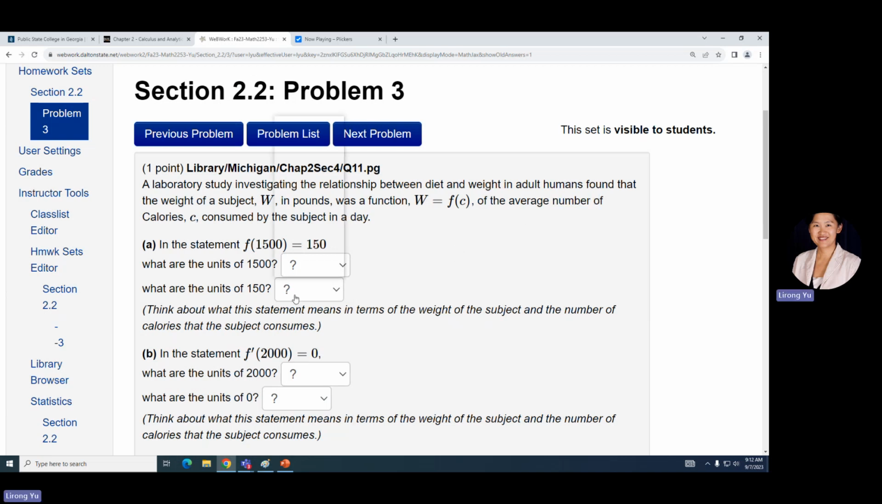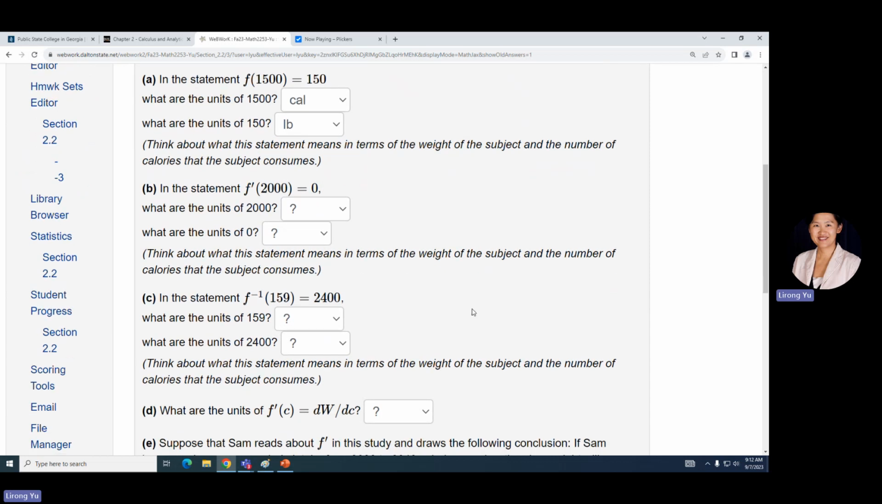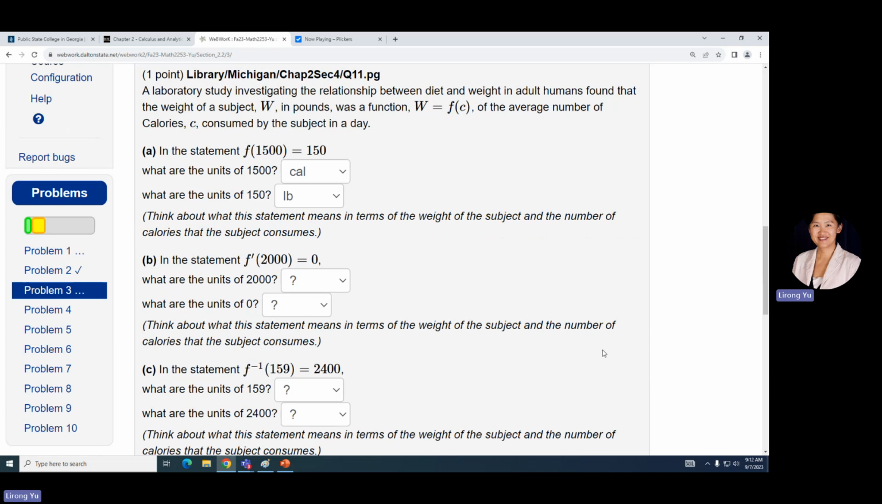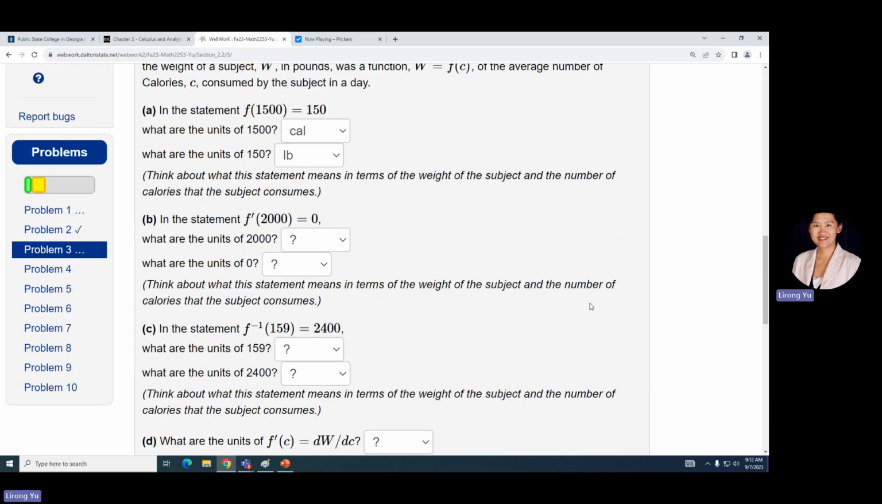I know the W is pounds, right? We already had the W is in pounds. That is this unit. Now this one is calorie. What is the calorie? C. This one, right? Okay, so the first one is understanding the term, the information in the statement.